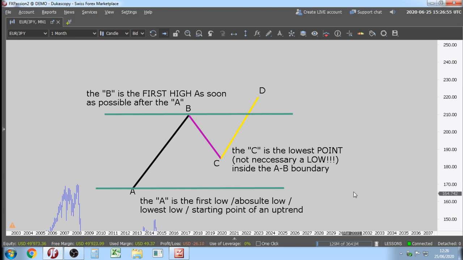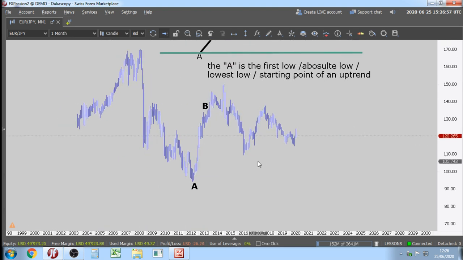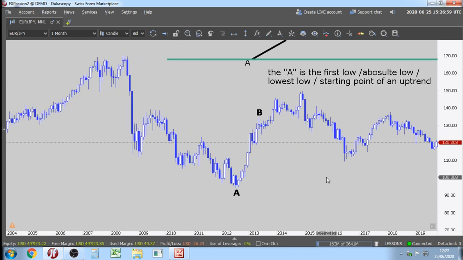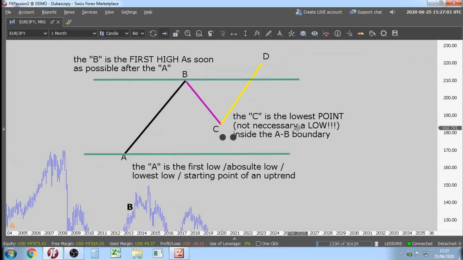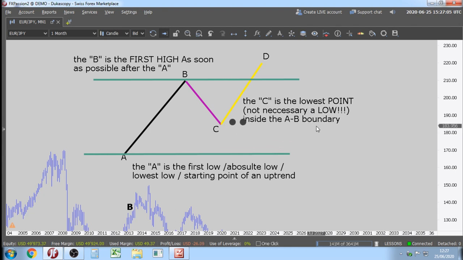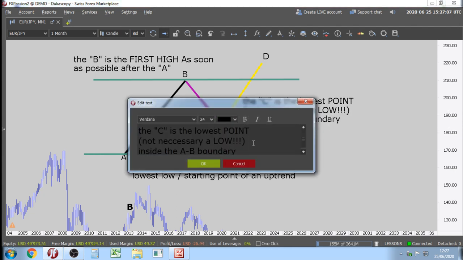Okay, so if this is my A, oh, I almost forgot, there is one more piece of information. Boundary before the market hits the appropriate extension.